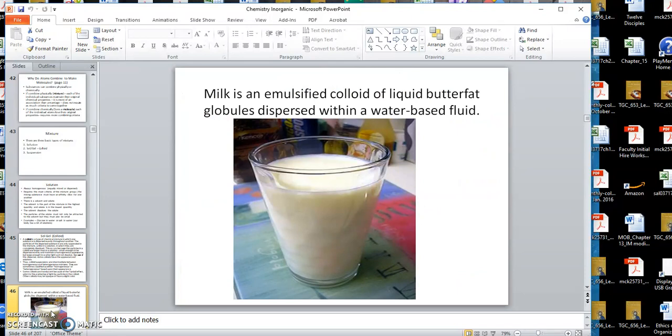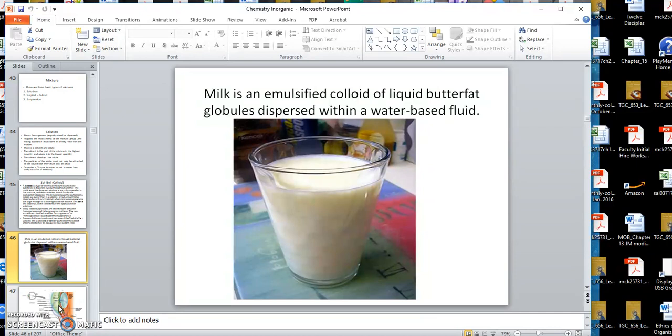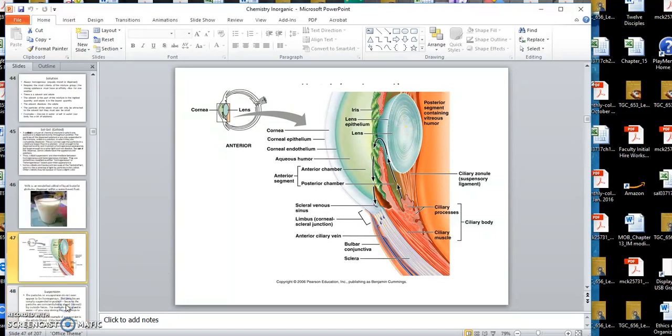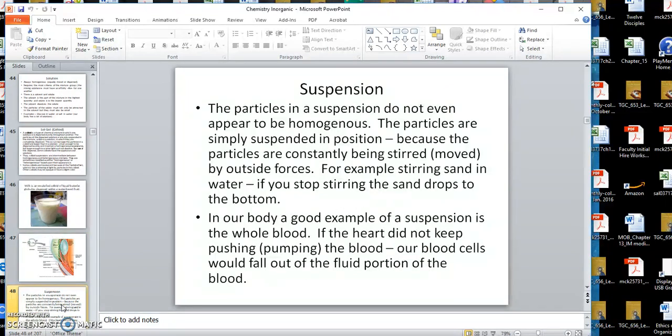Okay. There's a colloid like milk, butterfat, and so forth. Again, I'm showing you the eye, which would show the vitreous humor, a jelly-like substance. Okay, a suspension is the least. Sand, if you put sand in water and stir it up and keep stirring it, it will stay suspended. So with a suspension, it doesn't really have to have any criteria. You just got to keep moving it.